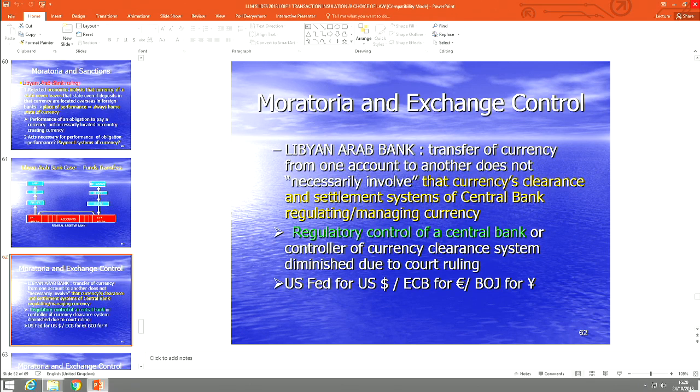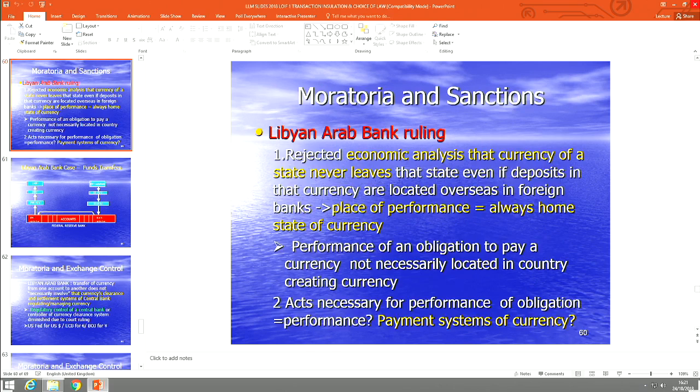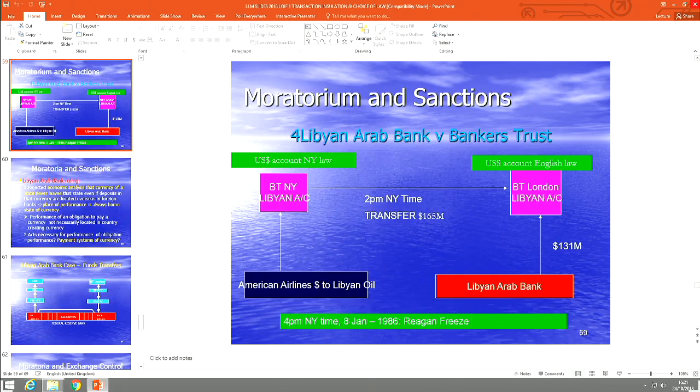It went one step further. The US was very annoyed about this. Remember, there was $165 million which had not been transferred by Bankers Trust at 2 p.m., as it should have, to Bankers Trust London. The court said, that $165 million is also recoverable. Even though the account is controlled by New York law, the obligation is owed to an account in London controlled by English law.